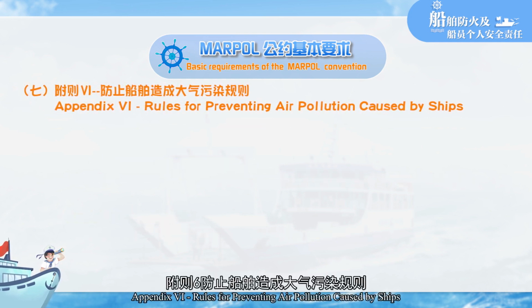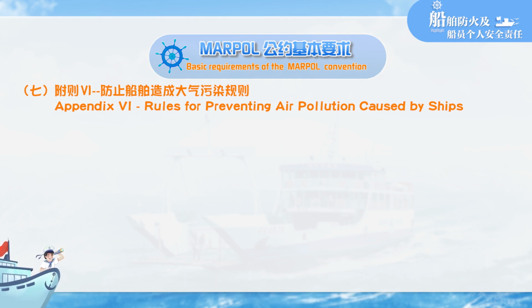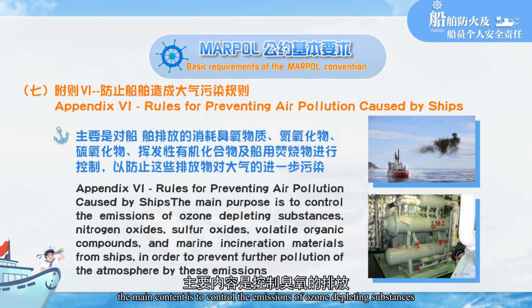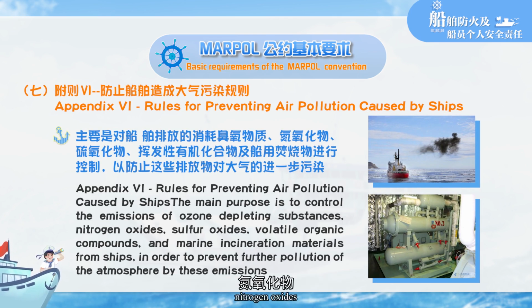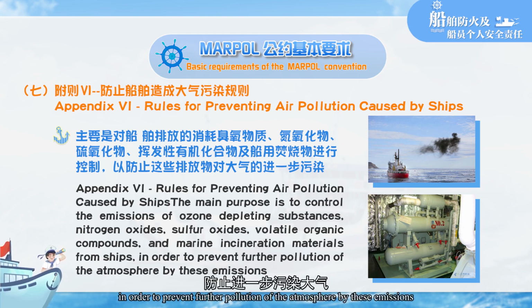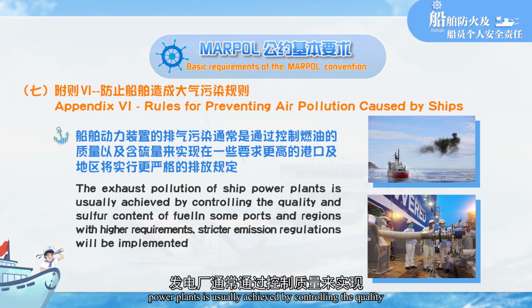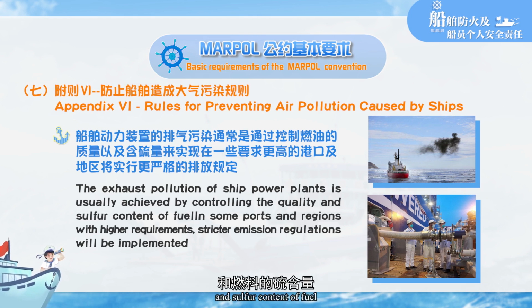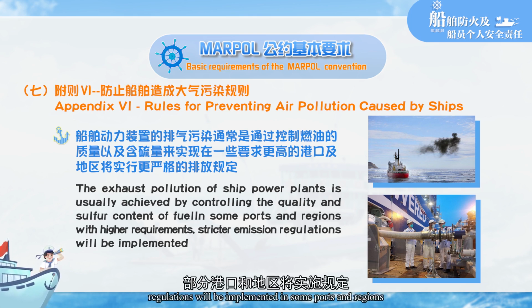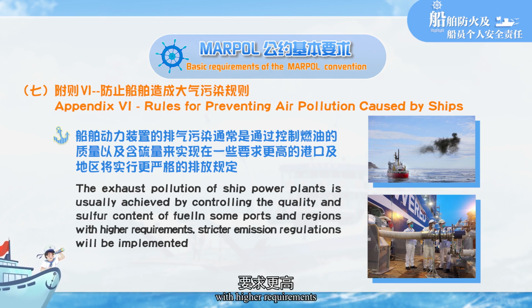Annex 6 is about the rules for preventing atmospheric pollution caused by ships. The main content is to control the emissions of ozone-depleting substances, nitrogen oxides, sulfur oxides, volatile organic compounds, and shipboard incineration from ships to prevent further pollution of the atmosphere. The exhaust pollution of ship power plants is usually controlled by controlling the quality and sulfur content of fuel, and stricter emission regulations will be implemented in some ports and regions with high requirements.